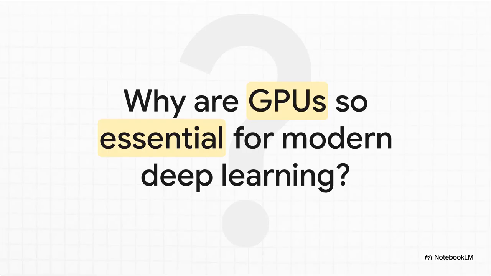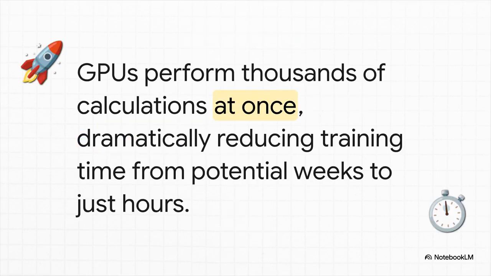Now let's talk about speed. The absolute explosion in AI over the last decade is pretty much entirely thanks to one specific piece of hardware. So why are GPUs so essential for all of this? Well, GPUs are masters of doing many things at once. All those thousands of simple matrix multiplications that deep learning relies on, a GPU can do them all in parallel, at the same time. This is what turns a training job that would take weeks on a regular CPU into something that takes just a few hours. They are the high-performance engines of modern AI.